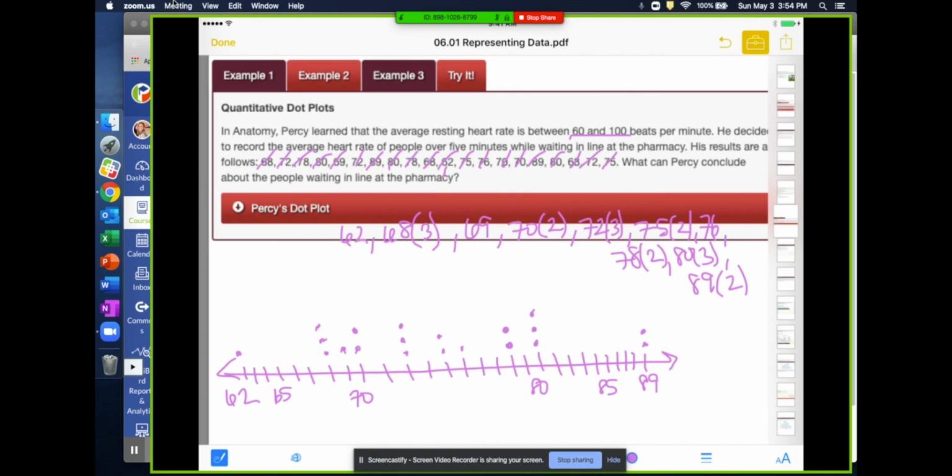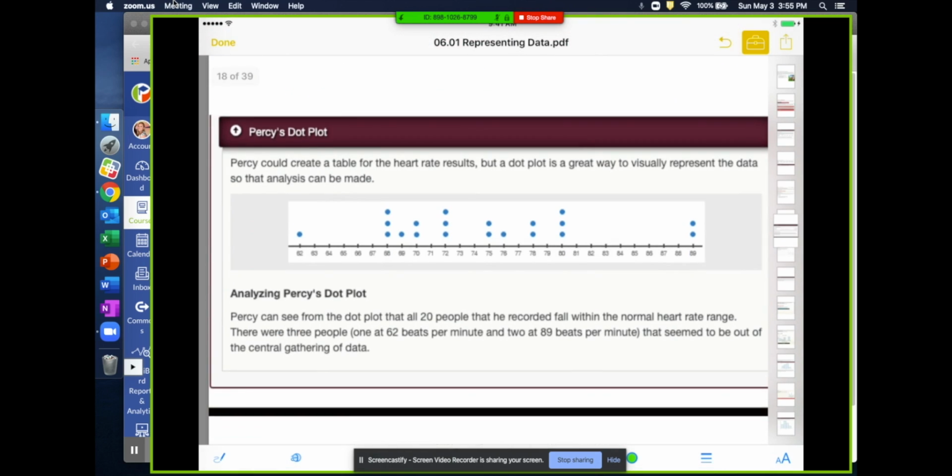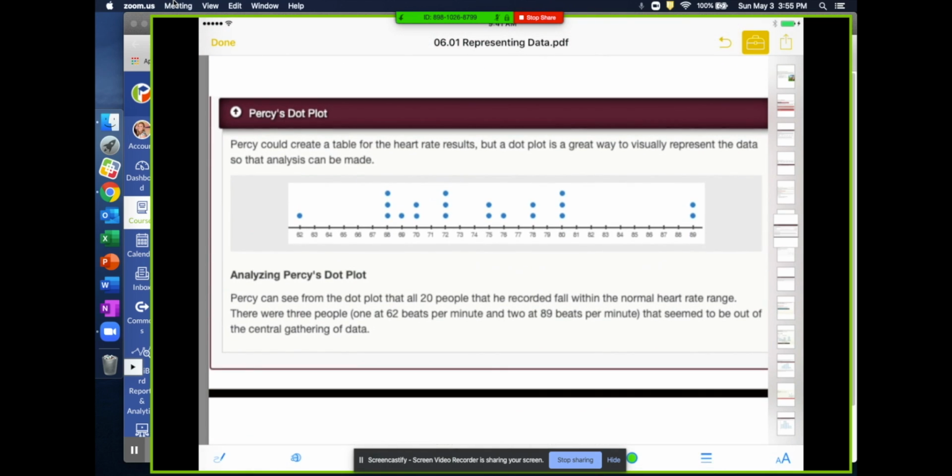Well, to me it looks like everyone is at least average, right? So between 60 and 100 beats per minute. And I'm going to notice that we have 2 people at 89 beats per minute and 1 at 62. That's kind of further away from the bulk of the data in the middle, I guess you could say. So those that are kind of further away from the general bulk, which is around 68 to 80, those that I circled in yellow are going to be kind of further away from our general central data.